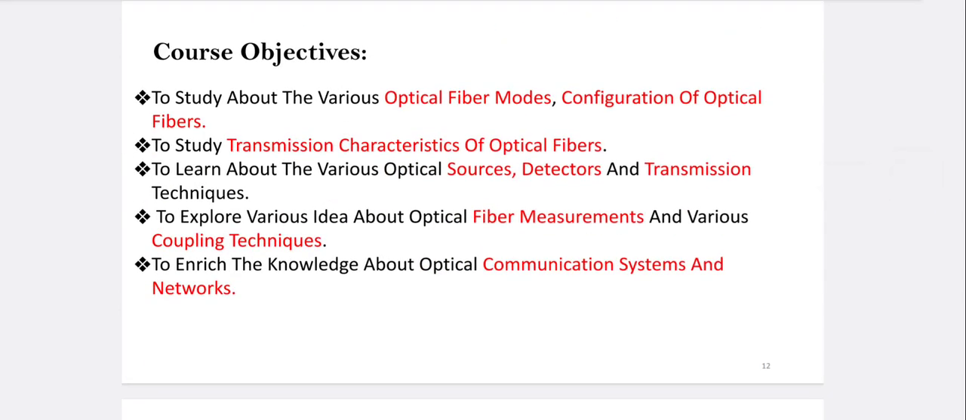The course objective is that upon successful completion of this course, the students will be able to study the various optical fiber modes and configurations of optical fibers, and gain knowledge regarding the transmission characteristics of optical fiber and the different optical sources and detectors available in optical fiber communication. They will also learn about fiber measurement, various coupling techniques, and communication systems and networks available in fiber optic communication systems.